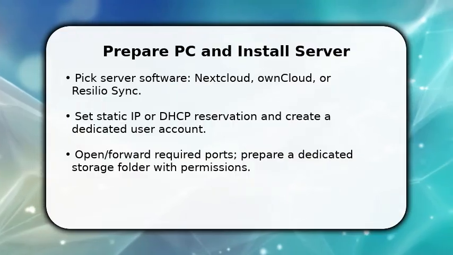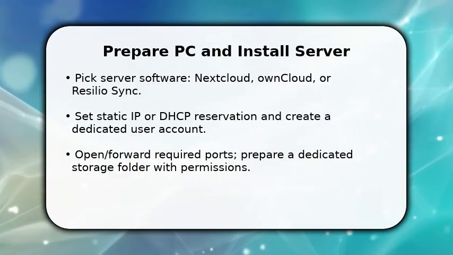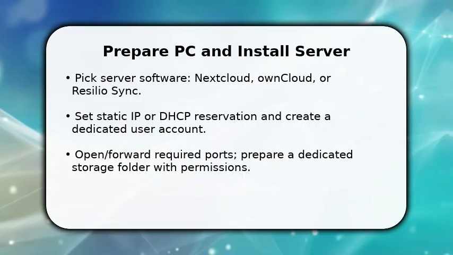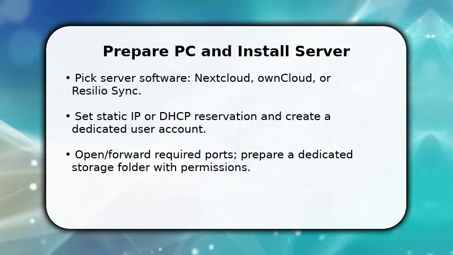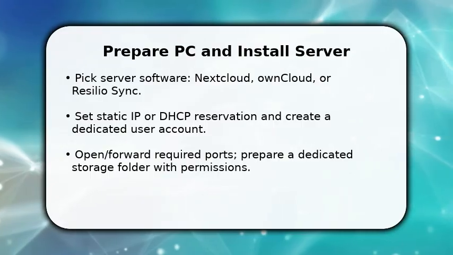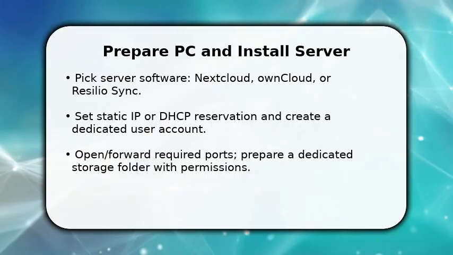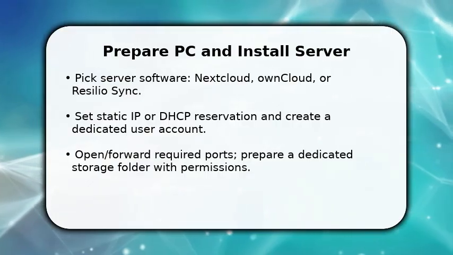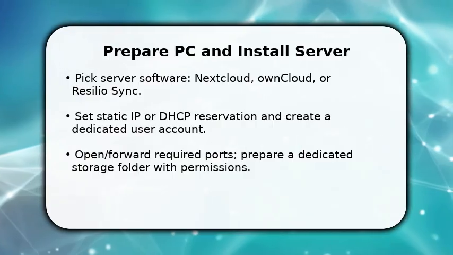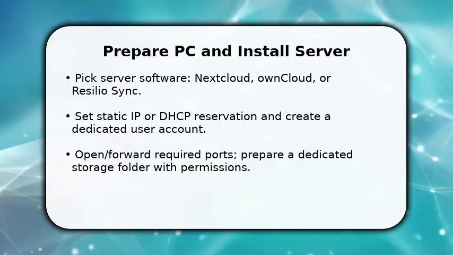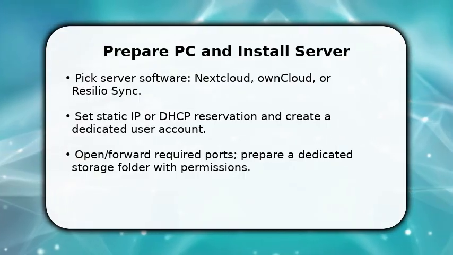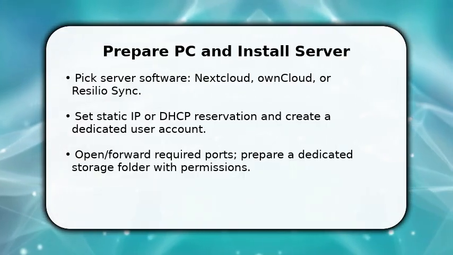You start by choosing server software, Nextcloud for web access, or Resilio for peer sync, because each shapes your setup. Once chosen, make a dedicated user and a storage folder on the PC, then assign permissions so remote clients can read/write safely. Next, set a static IP or DHCP reservation to avoid address drift. This makes port forwarding reliable. Finally, install the server package and start the service so you can configure access in the next step.